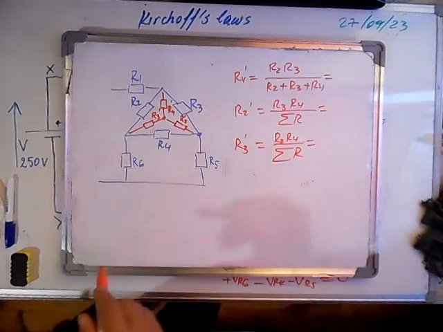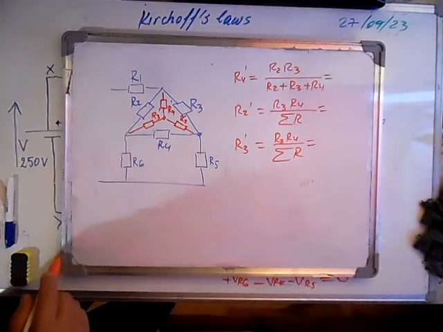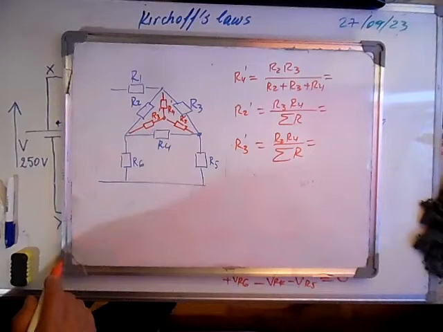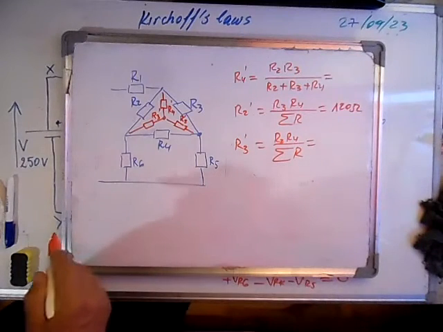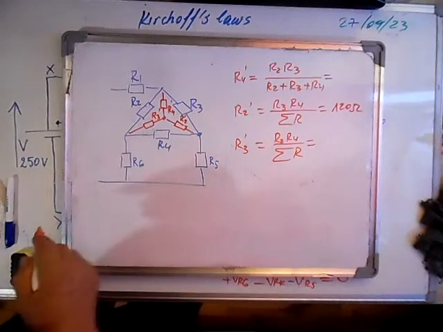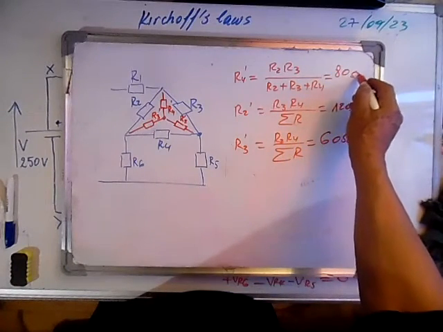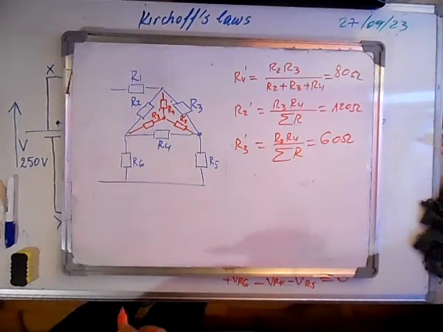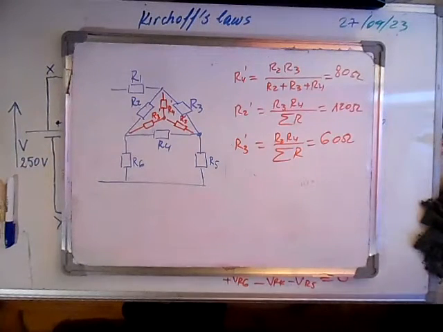So it means, did I calculate it somewhere? R2 prime is 120. You can do it yourself. I will give you the results. R2 prime is 120. R3 prime is 60. And here we have 80 ohms. Okay, so we will now come to the new circuit, which we will have.